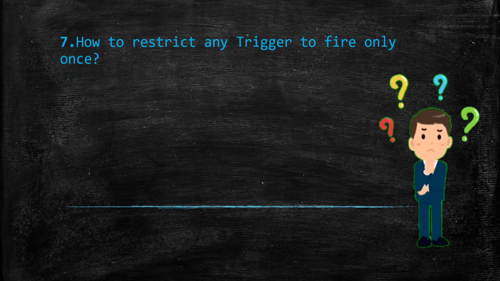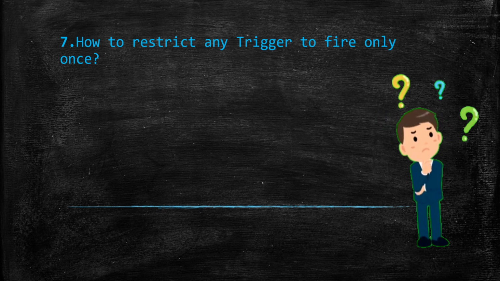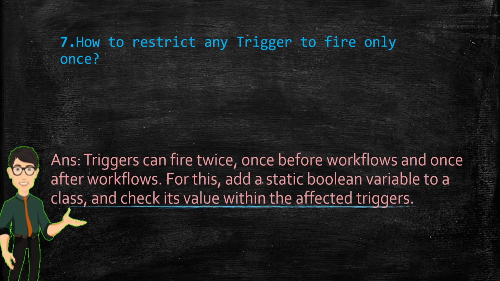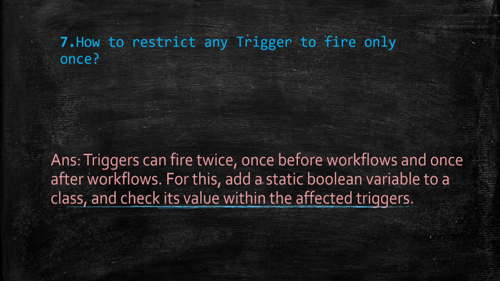Question number 7 is how to restrict a trigger to fire only once. The answer is triggers can fire twice, once before workflow and once after workflow. For this, add a static boolean variable to a class and check its value within the affected triggers. If the boolean value is false, it will execute the trigger, and then it is set to true, so it will not execute the trigger again.